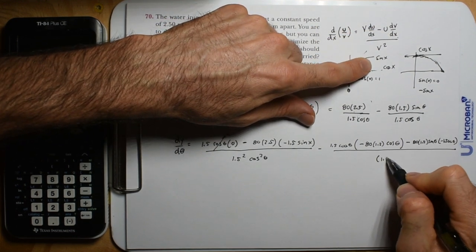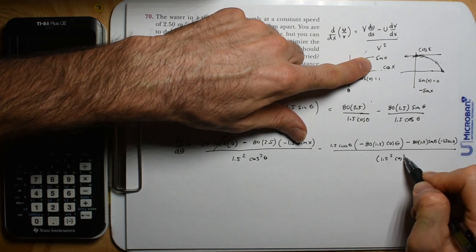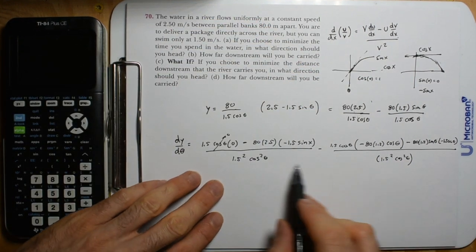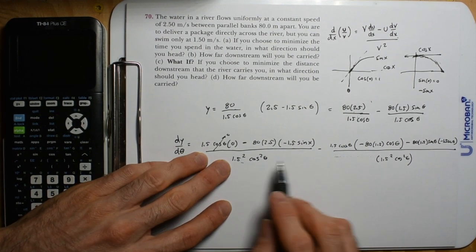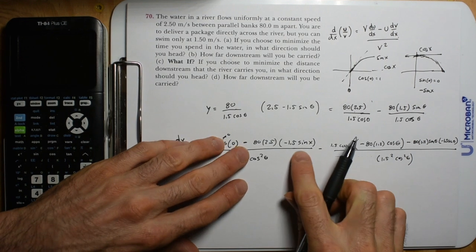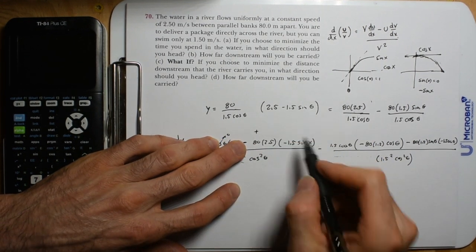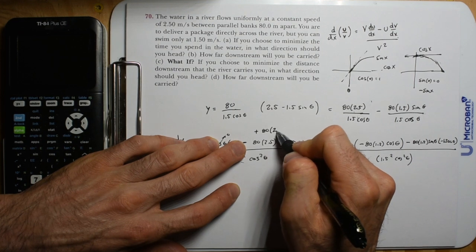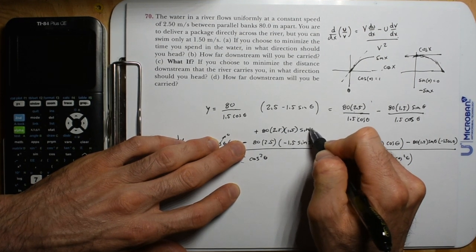And then divide by 1.5 squared cosine squared theta. So both of these are divided by 1.5 squared sine theta. Let's see if we can simplify anything. So this is going to be a positive 80 times 2.5 times 1.5 sine x.